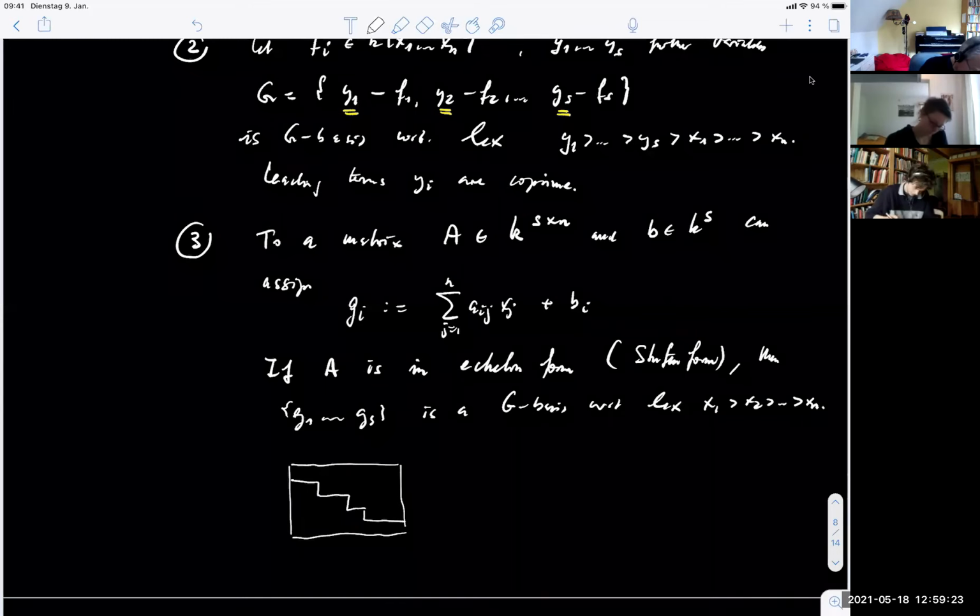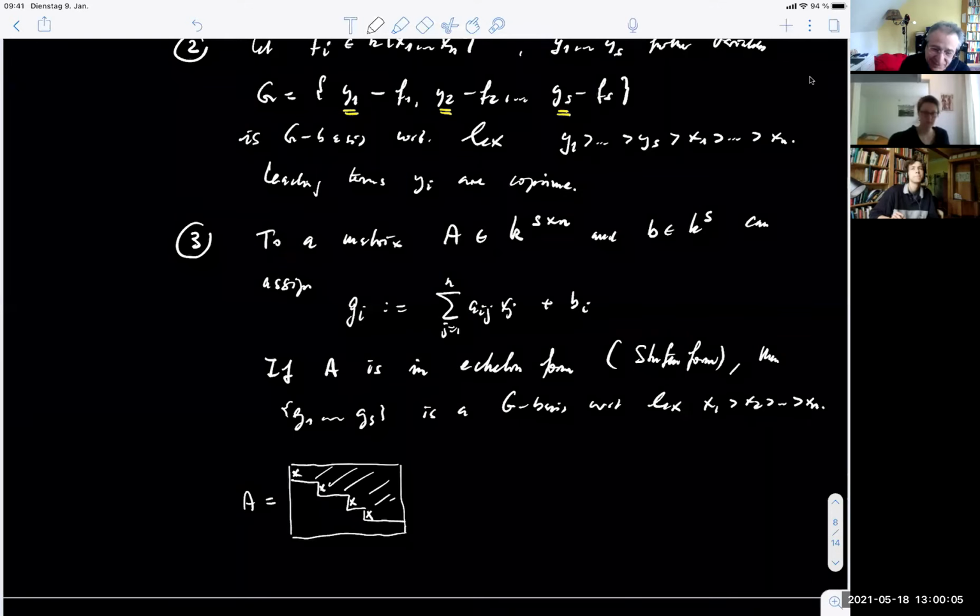So it has this echelon form, and when I make a cross here, it means I have a non-zero coefficient. If A looks like that, then you clearly see what the leading terms of our polynomials are. These are just distinct variables. And so I can apply the Buchberger criterion, they are coprime, and so I have a Gröbner basis.